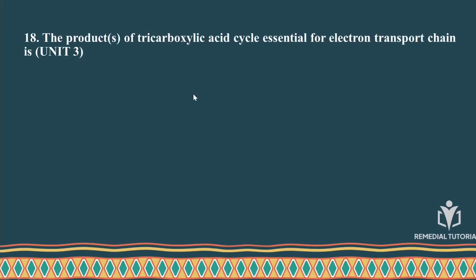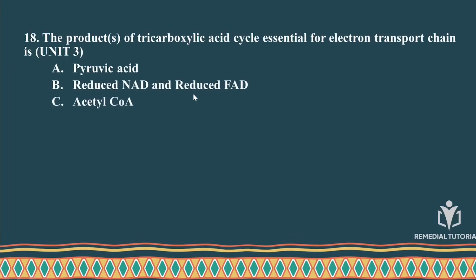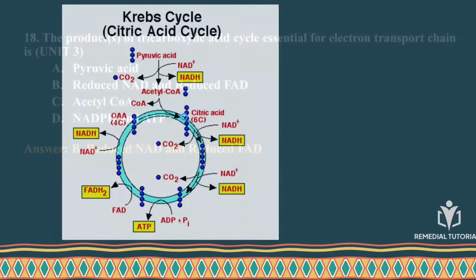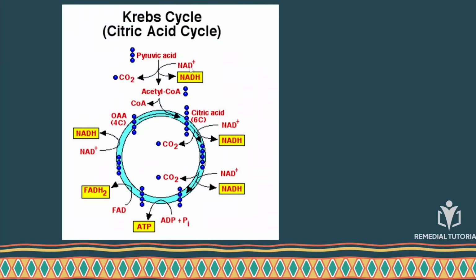Question number 18. The products of tricarboxylic acid cycle essential for electron transport chain are which? Pyruvic acid, reduced NAD and reduced FAD, acetyl CoA, NADPH and ATP. NADPH we can eliminate because it's a photosynthetic product. So the answer will be reduced NAD and reduced FAD.